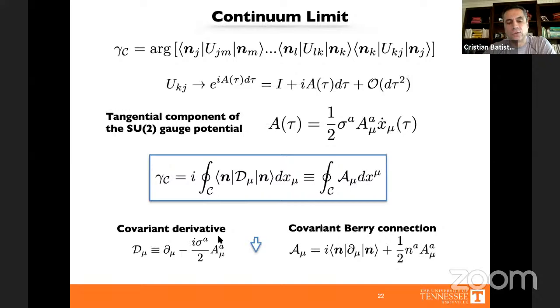So we get the so-called covariant derivative. What it includes here, the new term, is the projection once again of the SU(2) gauge field. We are contracting this index A along the direction of the n field. Once again, remember what I told you before: we project the SU(2) gauge field along the direction of the local magnetization, and that gives us the covariant Berry connection.